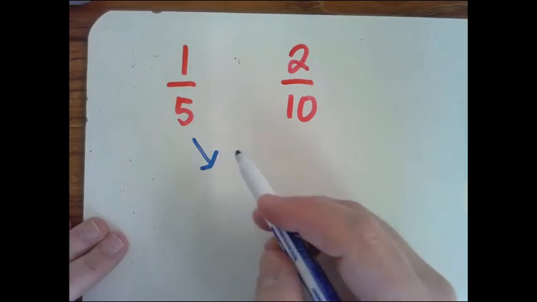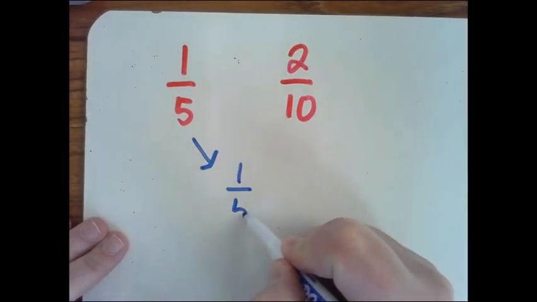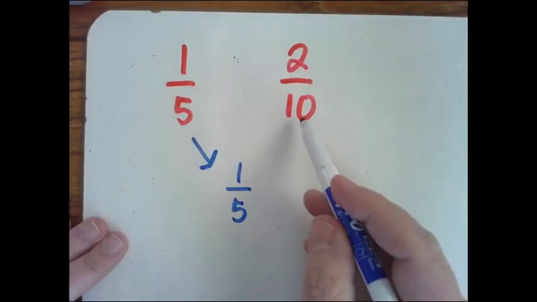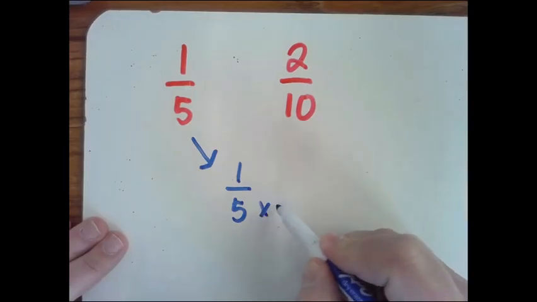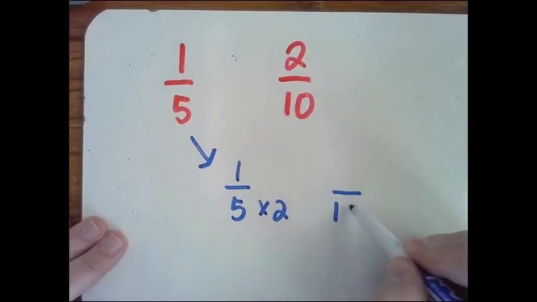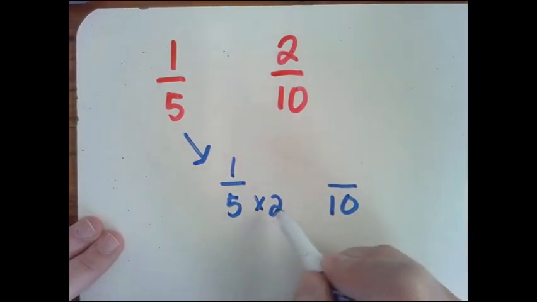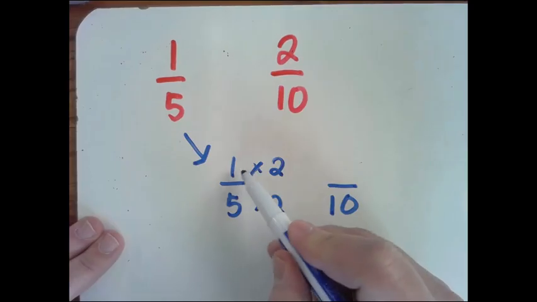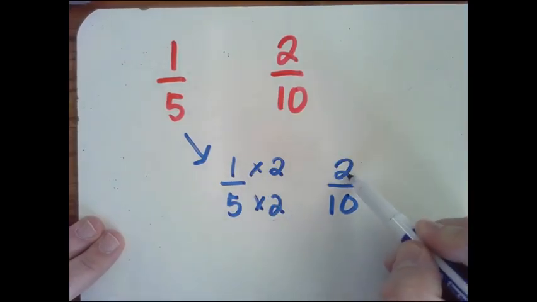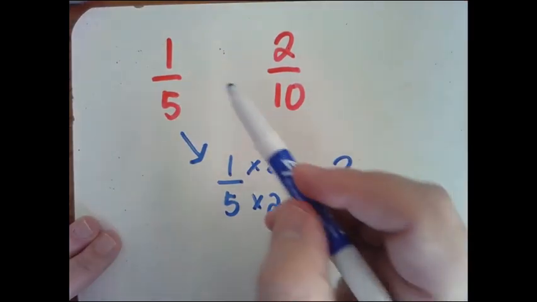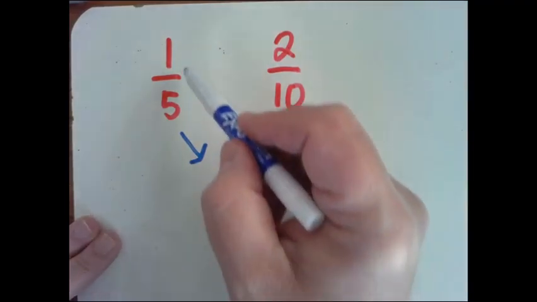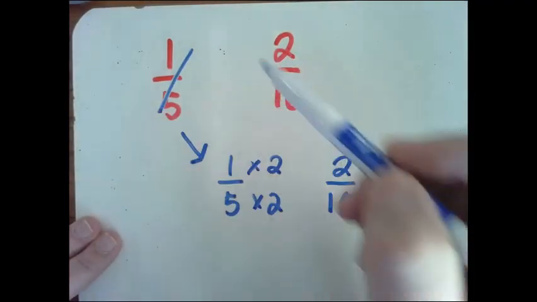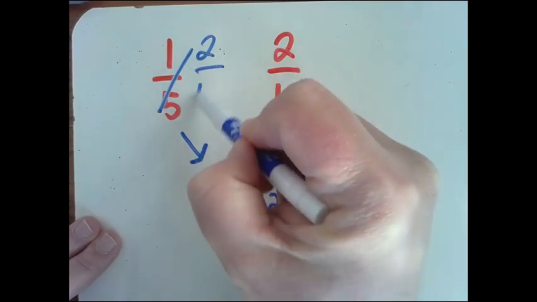So I'm going to take my 1/5, put it down here, and I know that 5 times 2 will get me 10. So I'm going to go 5 times 2, and that's 10. And again, what we do to the bottom, we've got to do to the top. So we're going to multiply the top by 2. So 1 times 2 is 2. Well, look at that. So again, this is no longer 1/5, but rather it's 2/10.